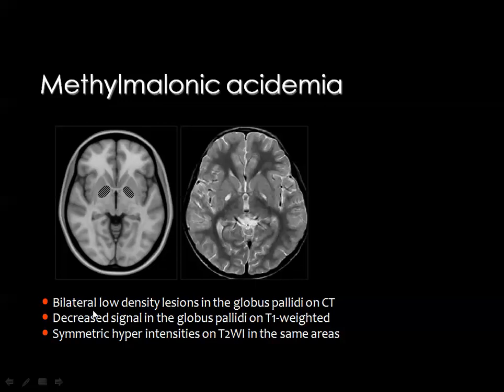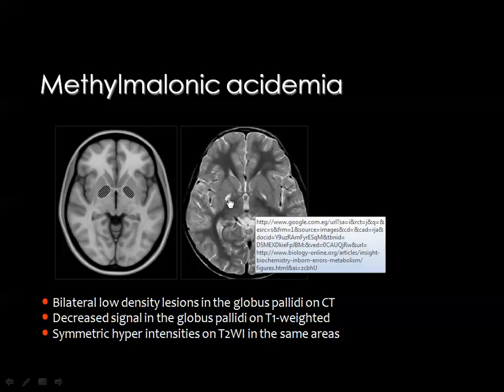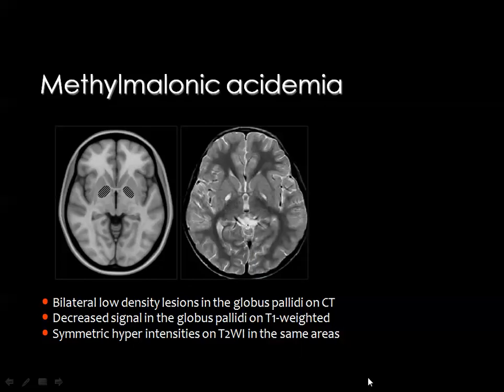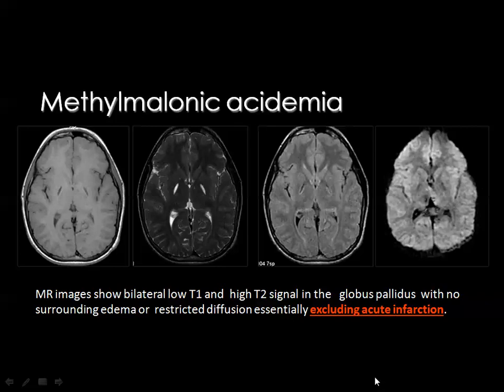The main and the characteristic imaging finding of this disease is the presence of bilateral, almost symmetrical hypodensity of the globus pallidus on CT scan. And these lesions will appear of low signal on T1 and high signal on T2 weighted image. This is a peculiar finding on imaging in this particular disease, which is methylmalonic acidemia.